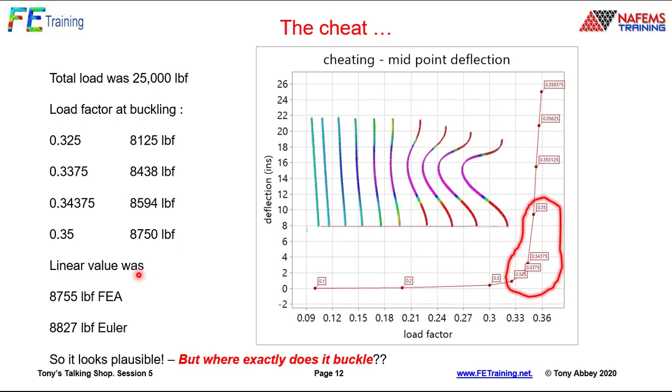The linear value was either 8755 or 8827, somewhere in there. So it looks quite plausible in the sense that my nonlinear buckling now is pretty well agreeing with my linear buckling assumption. So that's good news. Two different methods, two actually quite different methods, are kind of agreeing because this is a slender strut.